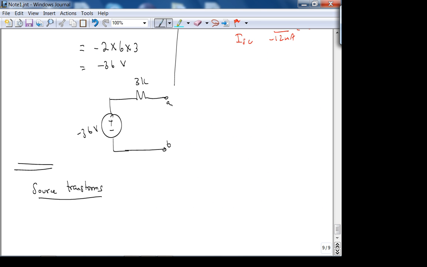Source transforms, right? So it's source transforms. RTHEV.